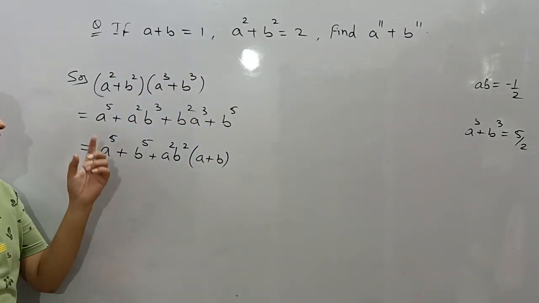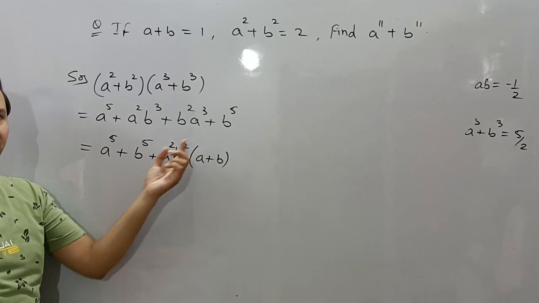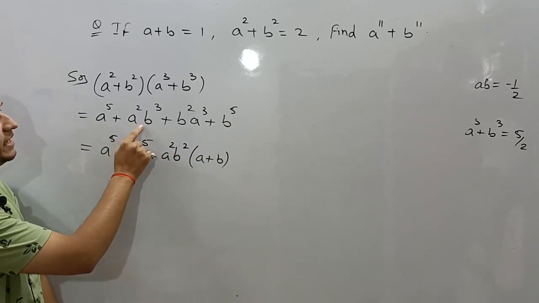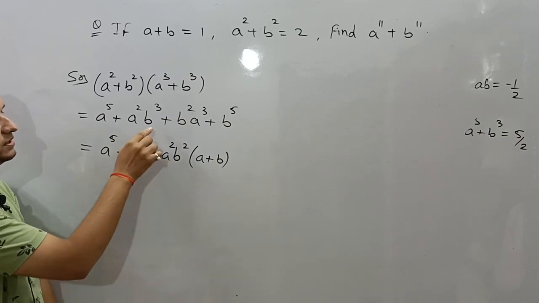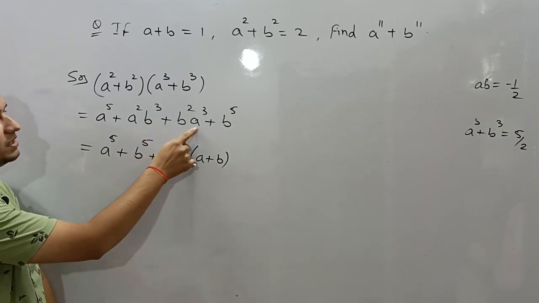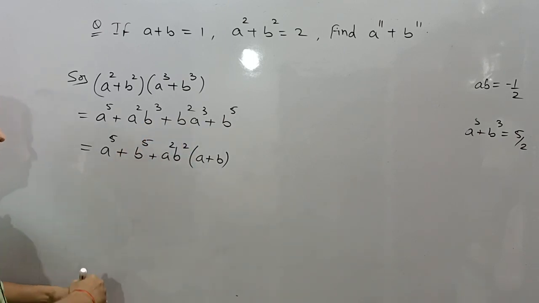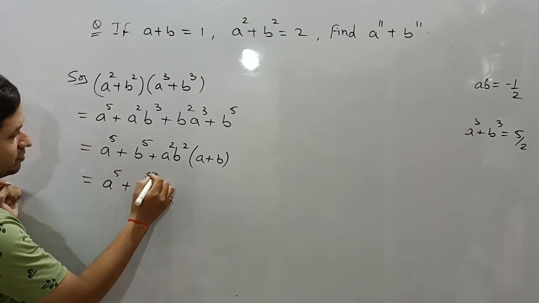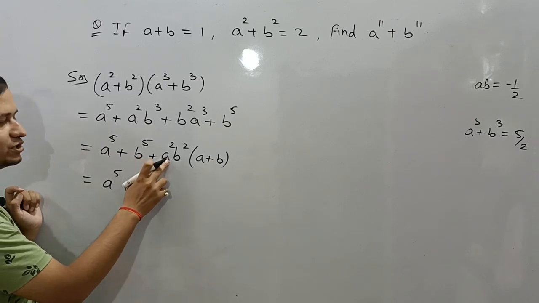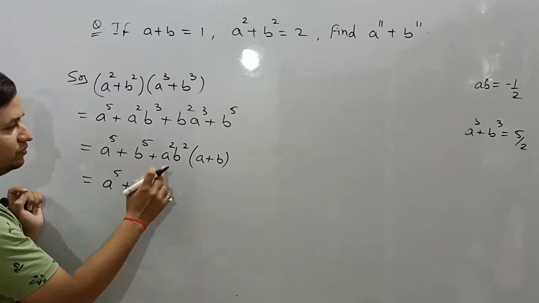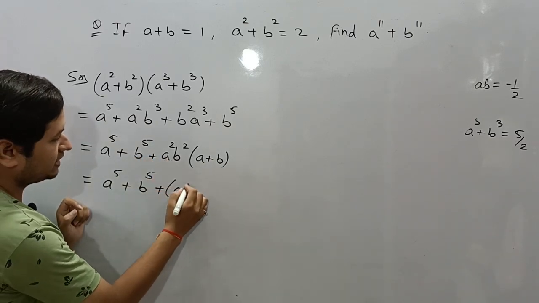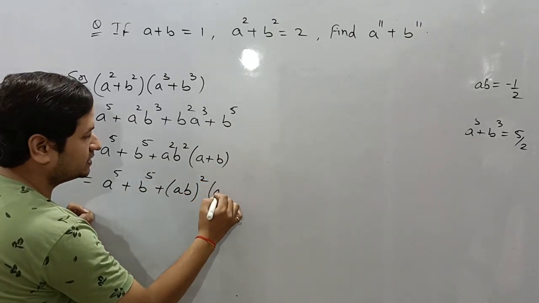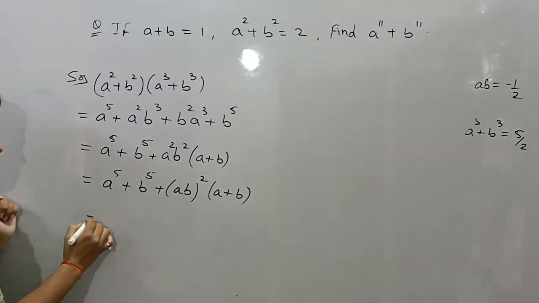Okay, a raised to the power 5 plus b raised to the power 5, we have taken common a square b square. Then what will be the remaining part? a plus b. Now a raised to the power 5 plus b raised to the power 5 and a square b square, we have written it as (ab) square. Okay, and this is a plus b.